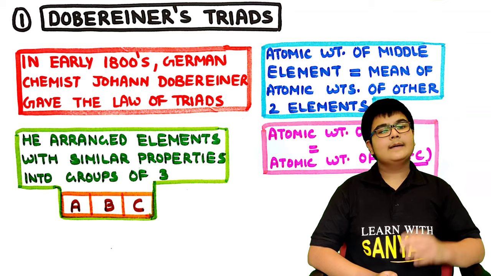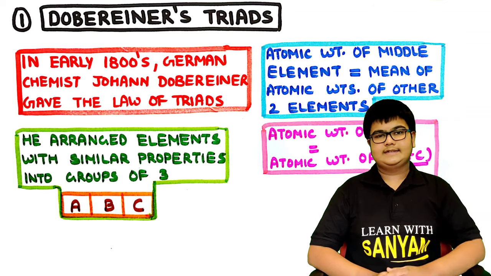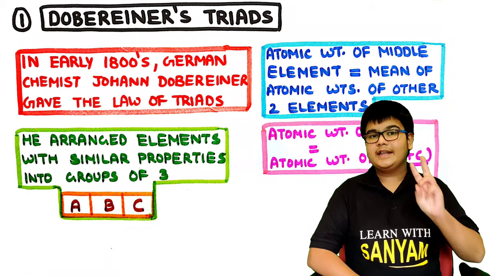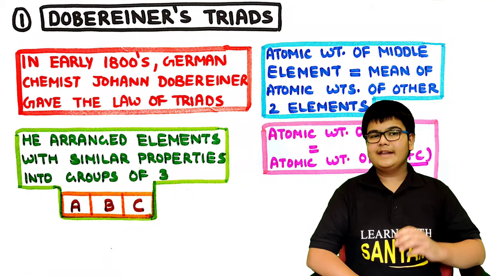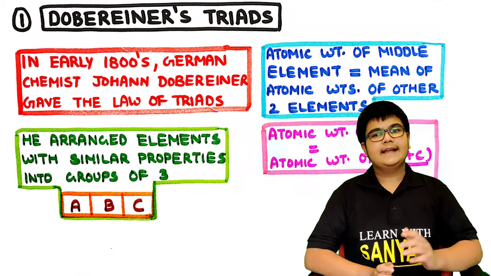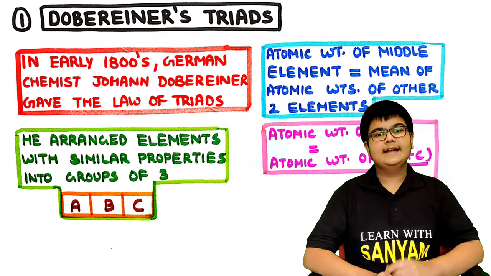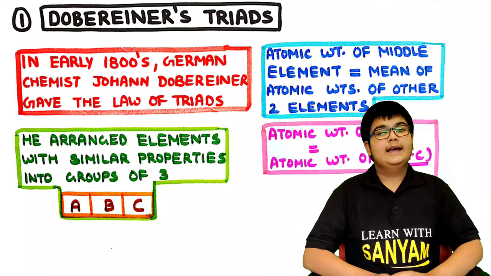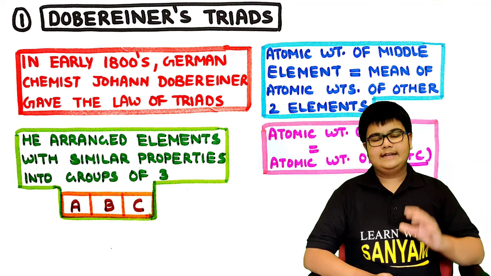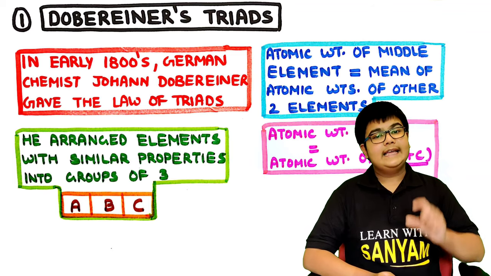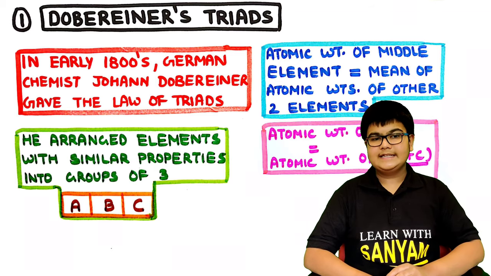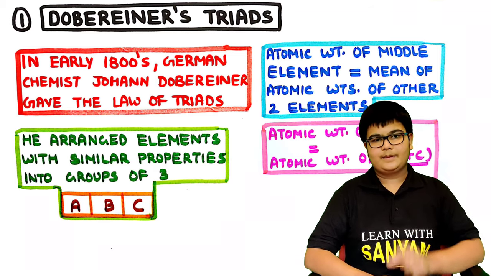Now let's understand more about Dobereiner's triads. The meaning of the word triad is three. So what Dobereiner did was arrange the elements with similar properties into groups of three, into triads. Let's understand this with the help of an example. Let's take the example of a triad ABC. These are the three elements with similar properties and they have been put in the same group, in the same triad.